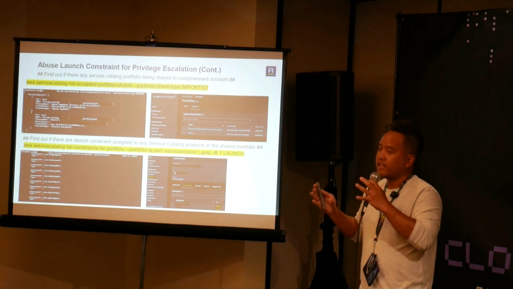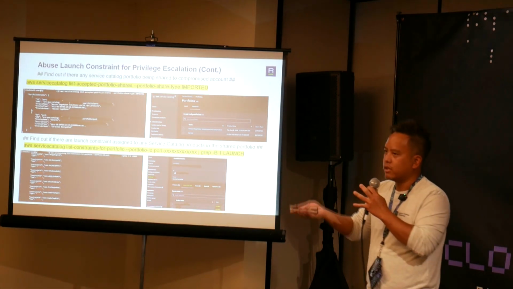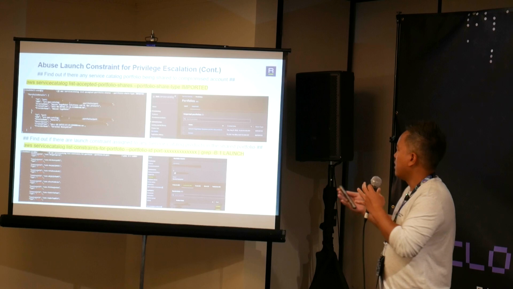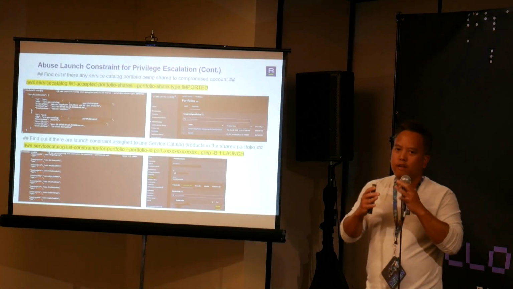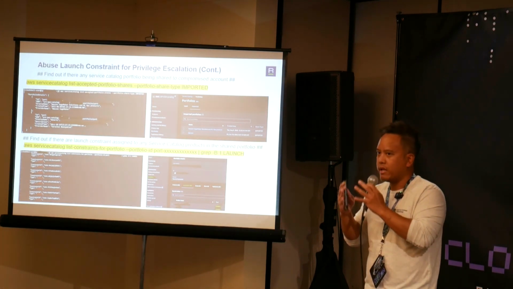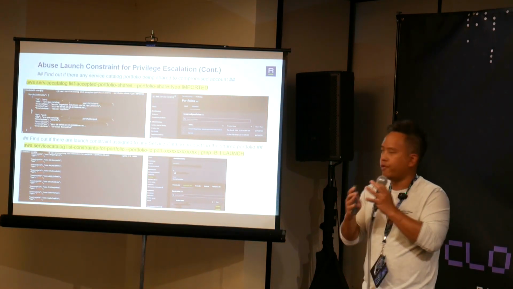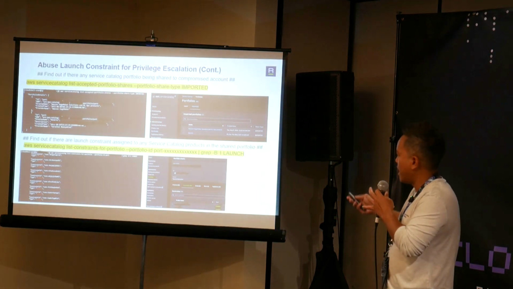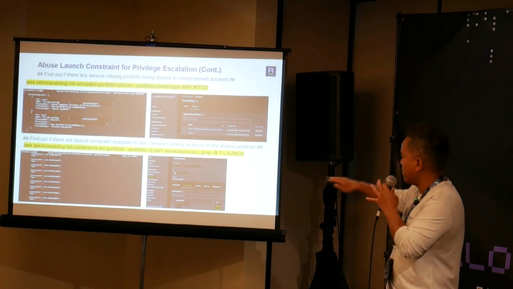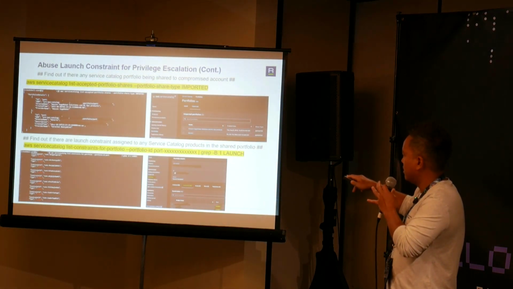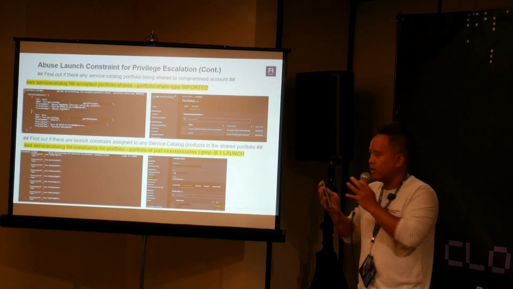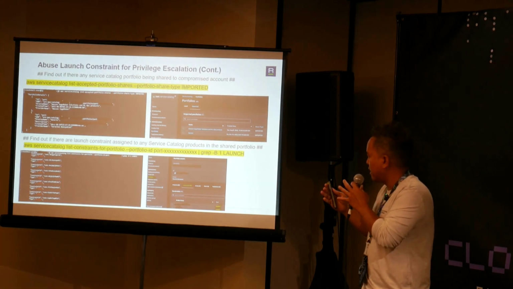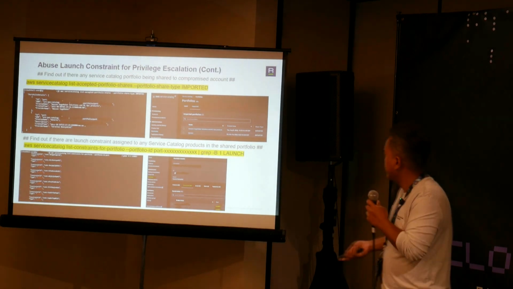First of all, once you're in the account, you have to find out if there's any service catalog published or shared to your account. Next is to find out if there is any launch constraint configured for those portfolios. So these are the few commands. Unfortunately, I didn't have enough time to go through how it looks. But essentially, you just search whether any portfolio has the service launch constraint attached to it.